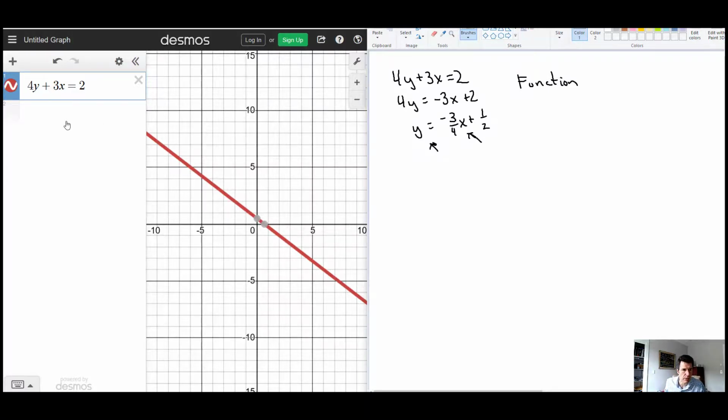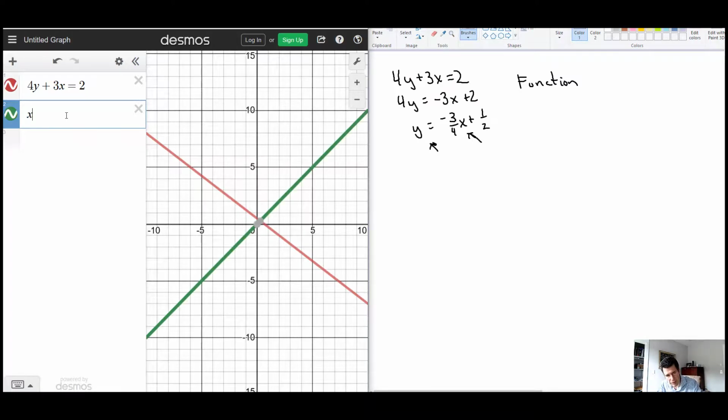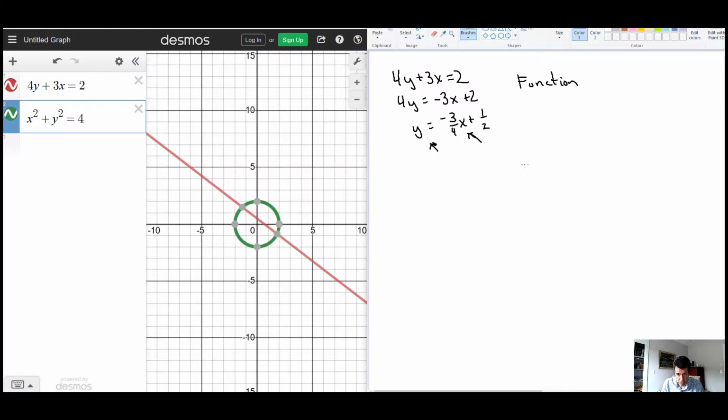Let's look at another example. X squared plus y squared equals 4. So this is just a circle. Now, if we look at this equation and we solve for y, we have x squared plus y squared equals 4. Y squared equals 4 minus x squared. Y equals plus or minus the square root of 4 minus x squared.